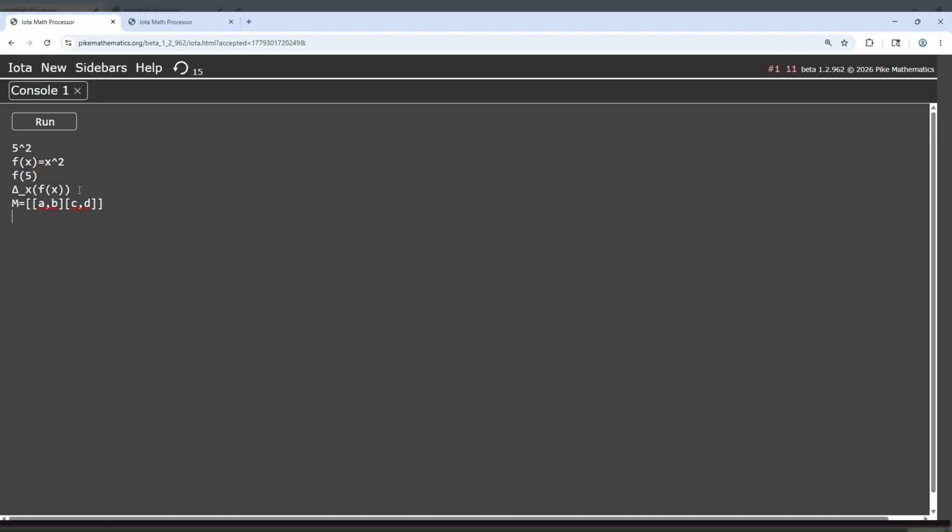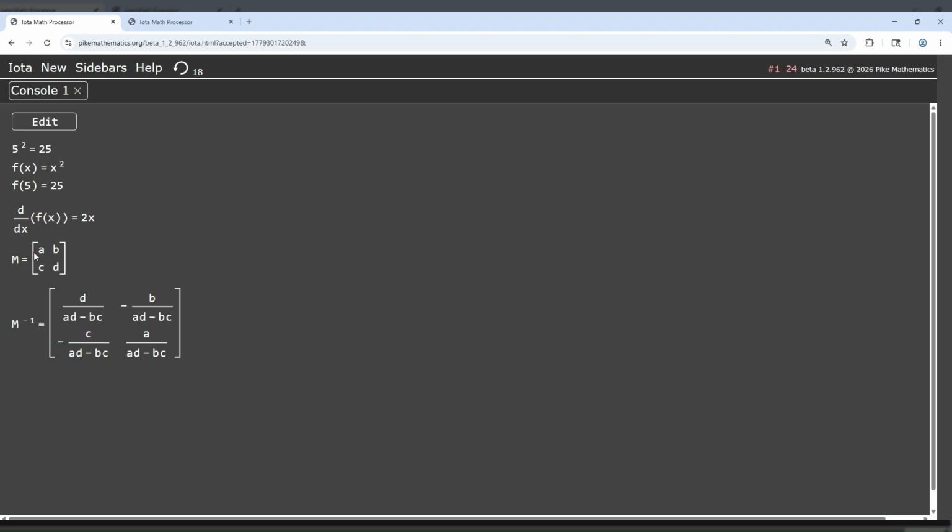For those that have taken linear algebra, oftentimes if you're given a matrix, they'll ask you, what's the inverse of that matrix? So let's go ahead and see if Iota can figure out the inverse here. Capital M, raised to the -1. We'll hit run. And there you go. That's the inverse of M.